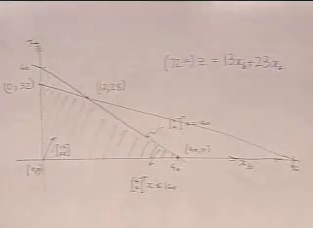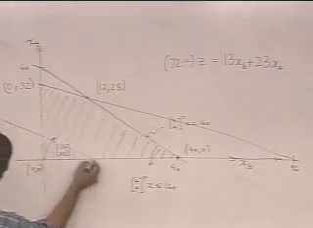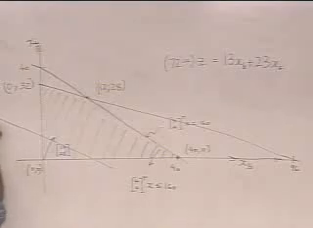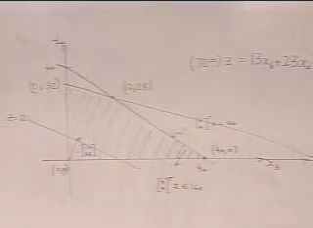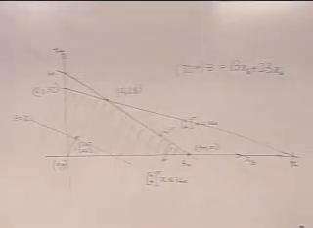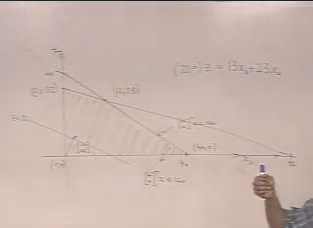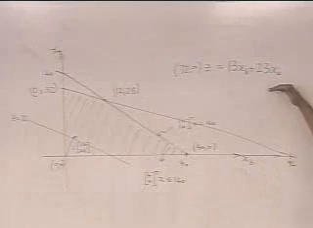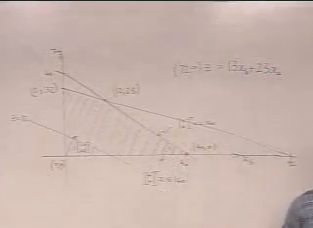So for any given value of z, that would look like a line perpendicular to this vector. So maybe this is that line. Z is equal to 72 gives you a line here. All right? Now, one way of trying to optimize this thing is to keep increasing the value of z. I'm trying to maximize this quantity over this feasible region.